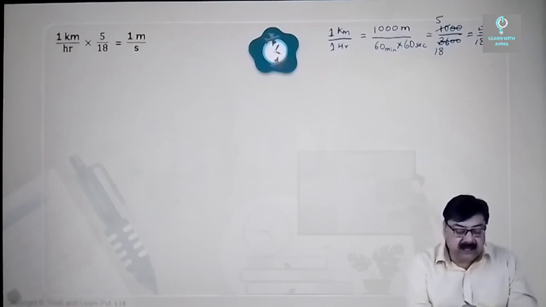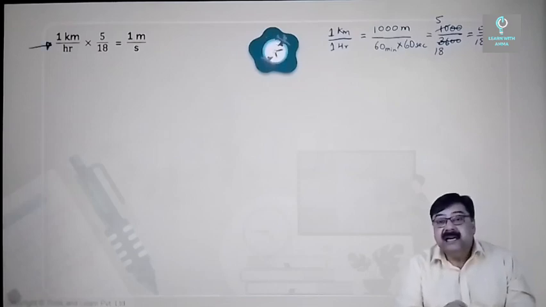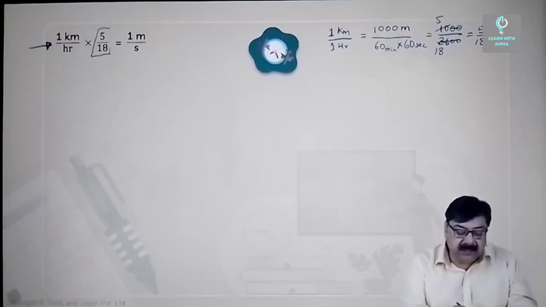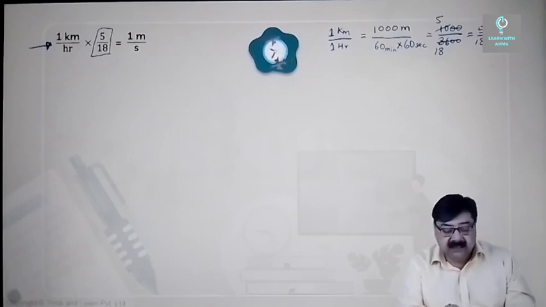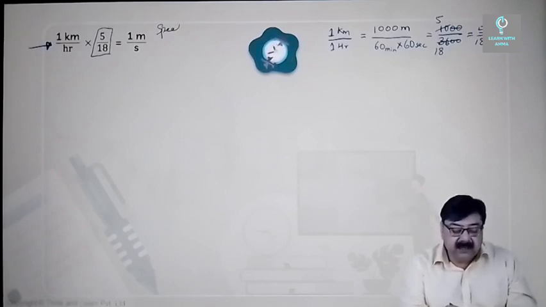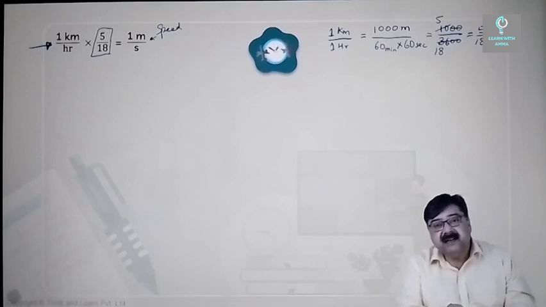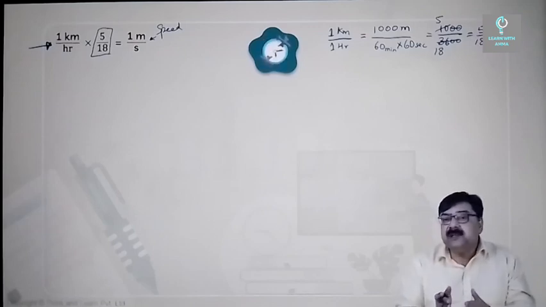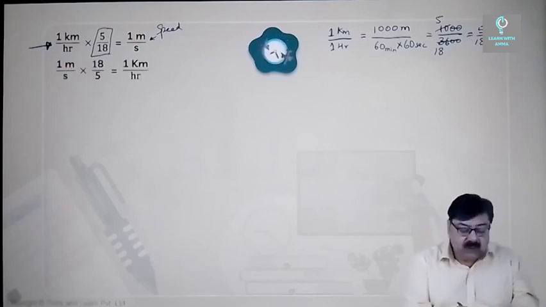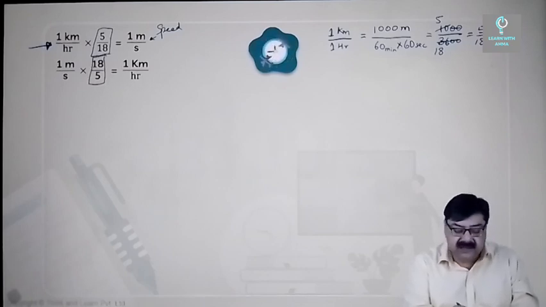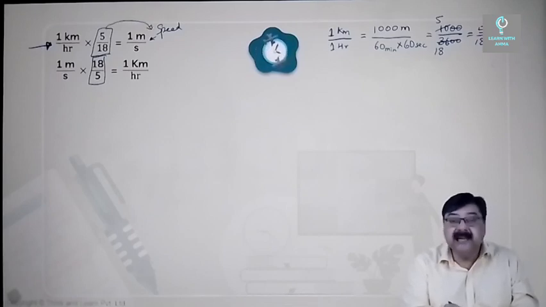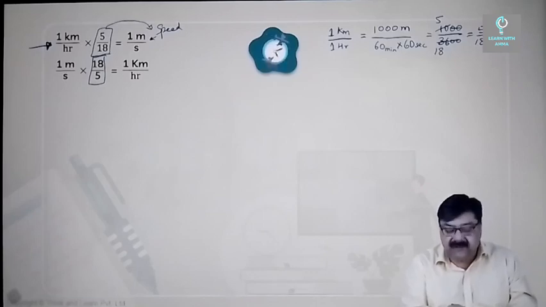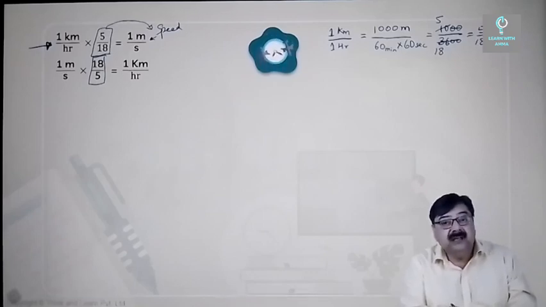So whenever we want to convert kilometer per hour into meters per second, you have to multiply kilometer per hour with 5 by 18 to obtain speed in terms of meters per second. Now conversely, if you want to convert speed from meters per second into kilometers per hour, you will have to multiply meters per second with 18 by 5. Obviously, 1 meters per second into 18 by 5 shall give you 1 kilometer per hour.